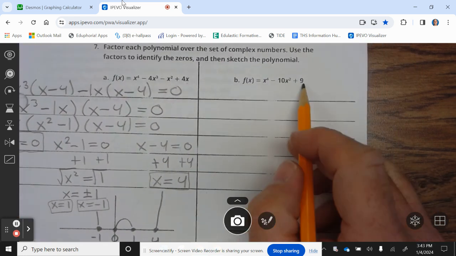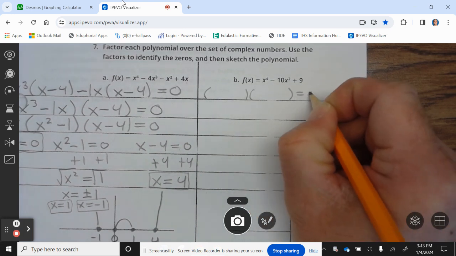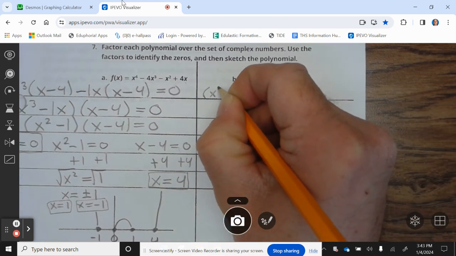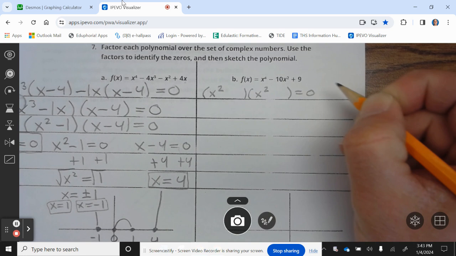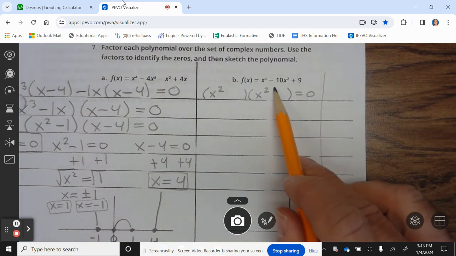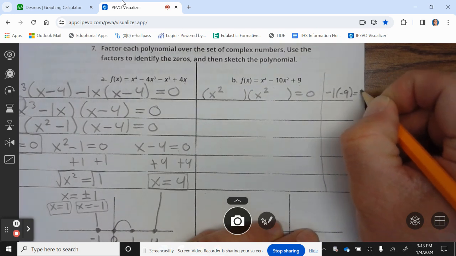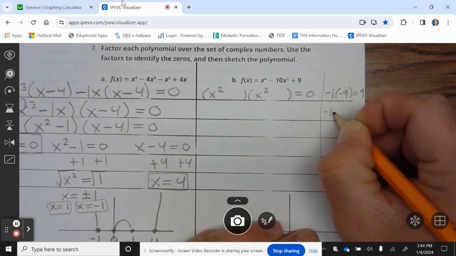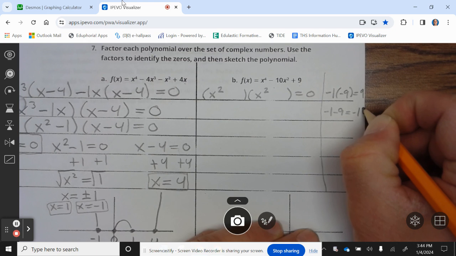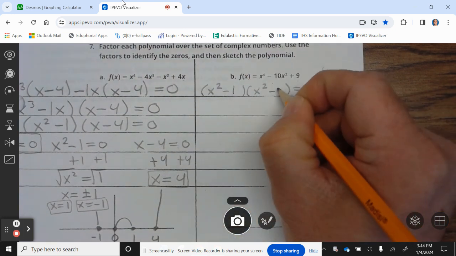All right, here we have three terms, 2 parentheses. We know, in this case, x squared, x squared. Now we need to figure out what numbers multiply to give you 9, combined to be negative 10. The only combination that would work would be negative 1 times negative 9 is positive 9. Negative 1 minus 9 is negative 10. So our factors are x squared minus 1, x squared minus 9.